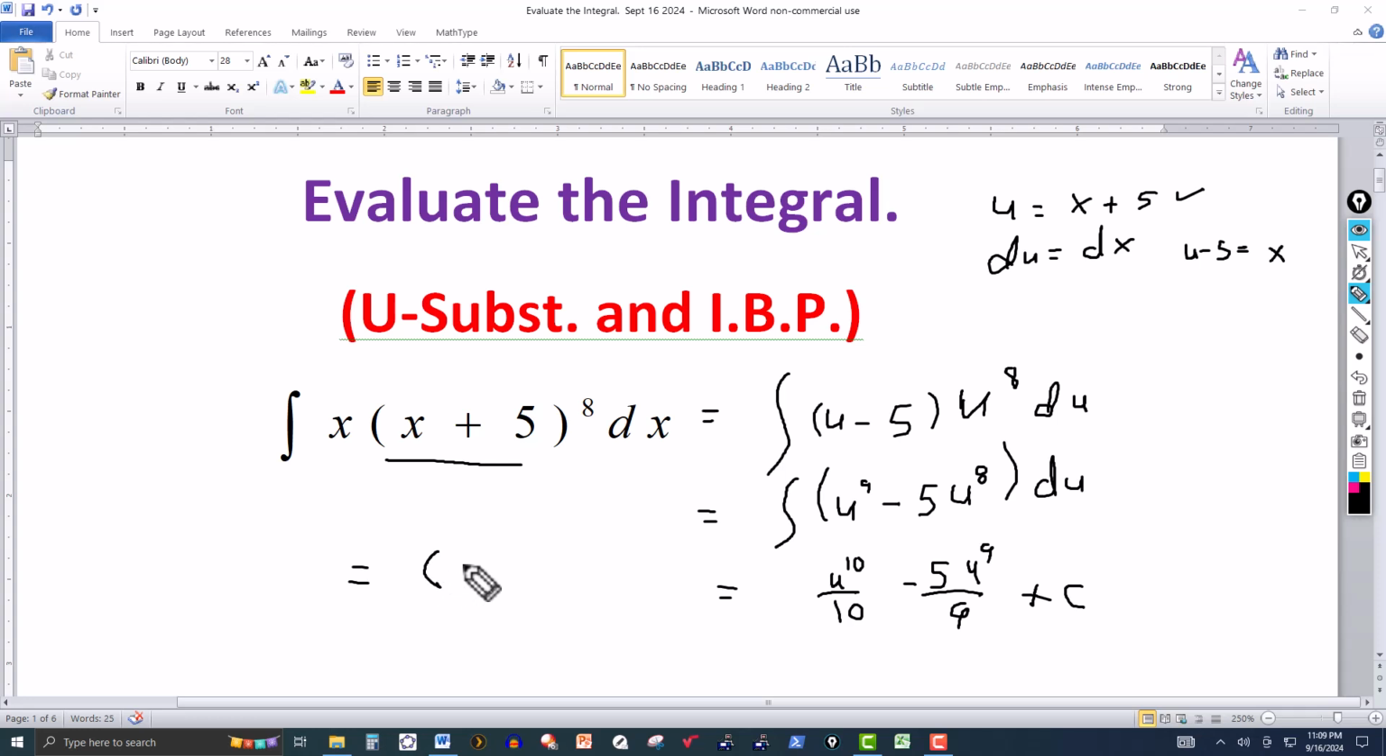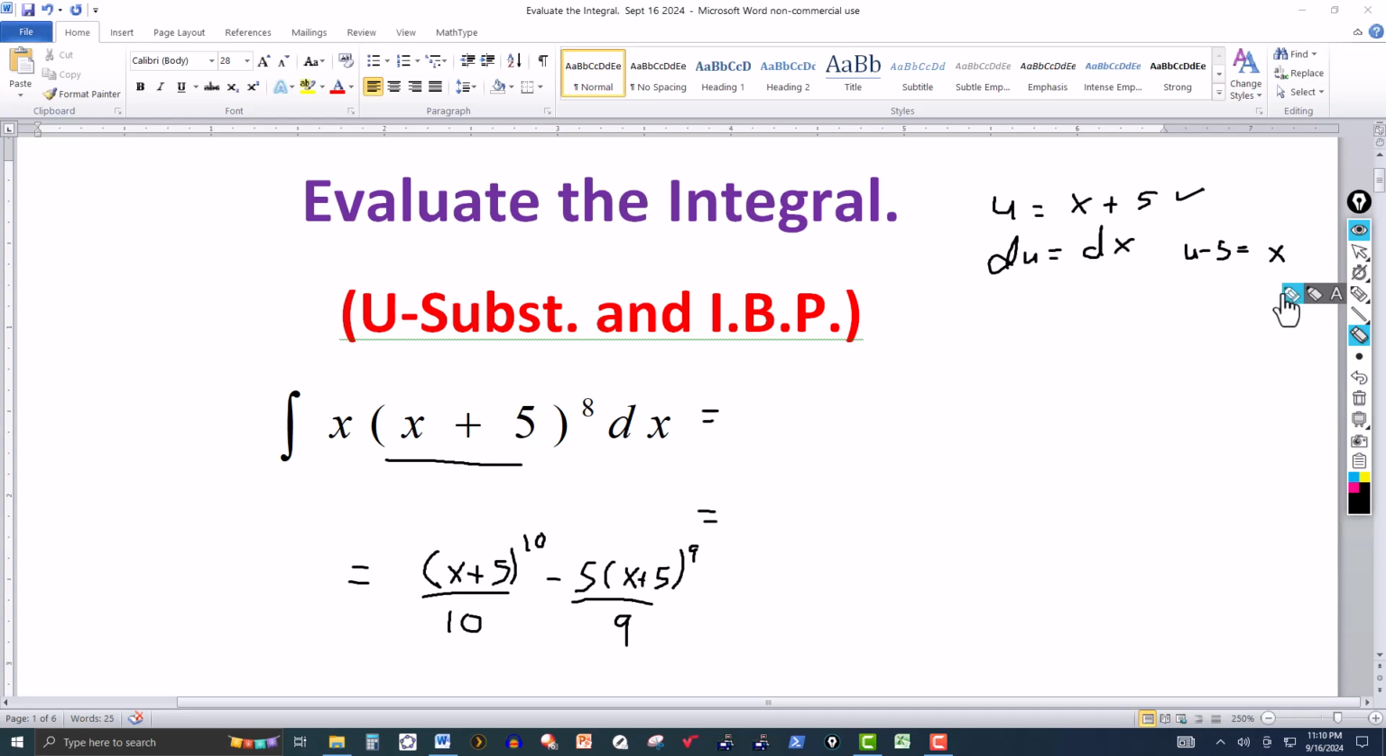So we get (x + 5)^10, and that's over 10. And then in the next one, we have minus 5, and again, when I have the u, put x + 5, just taken to the 9th power, and that's over 9. And then we have the constant of integration here, and that's the answer.